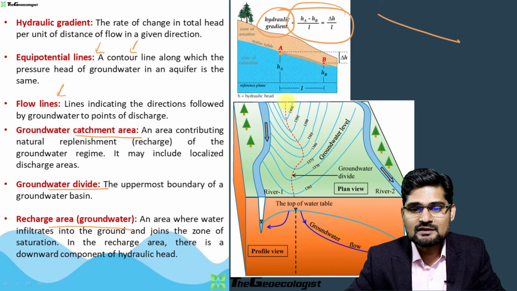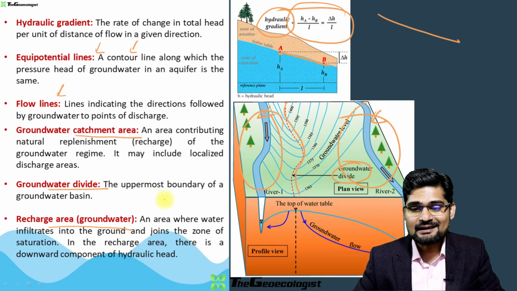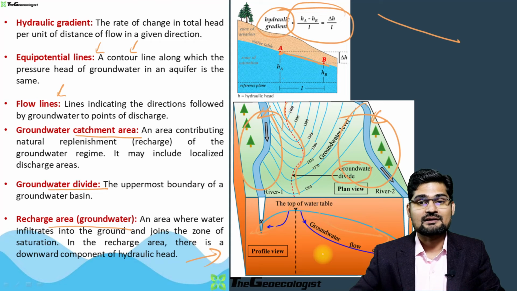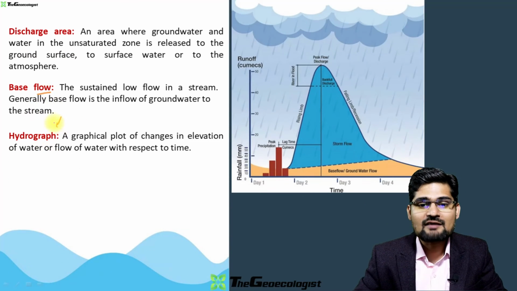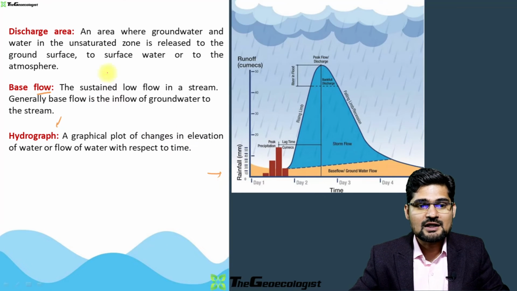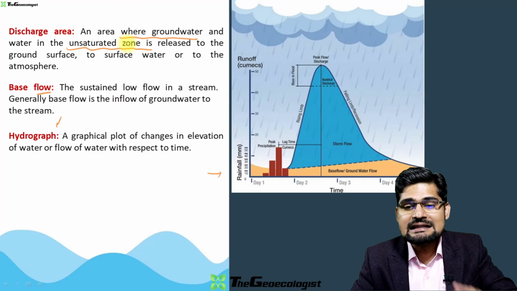If you observe this particular line here, this is the groundwater divide. Here is one river, here is another river, and this is the divide portion. So these are two catchment areas, right? And then you have the profile view which you can see here. So what you observe, the direction of flow is different here. Then you have discharge area, base flow, then you have hydrograph. So look into this particular hydrograph here. Discharge area is where groundwater and water from the unsaturated zone is released, right?